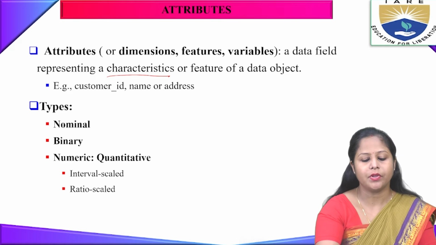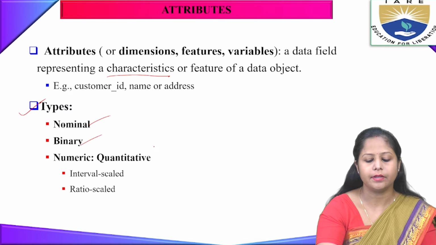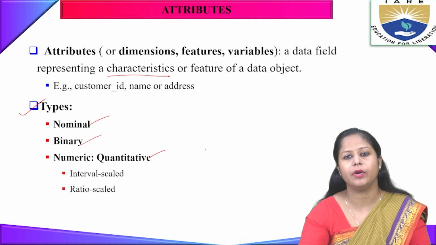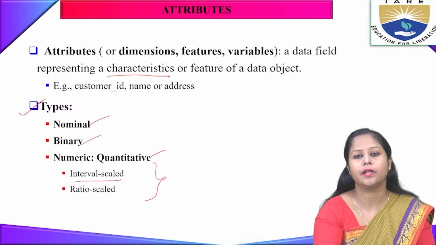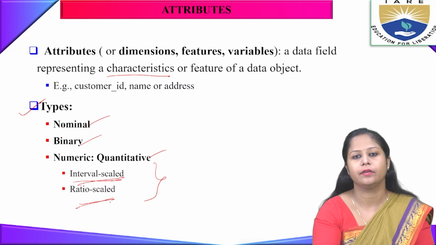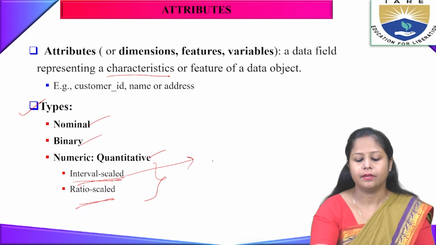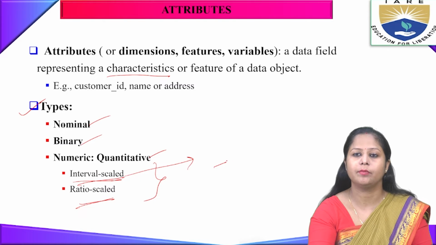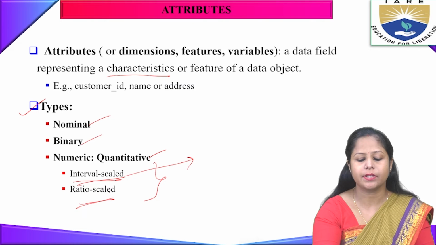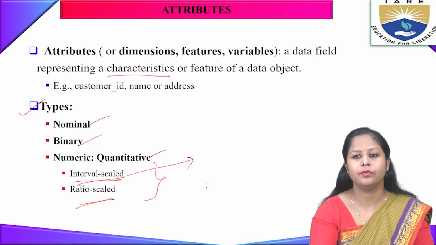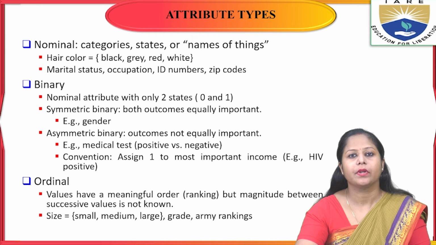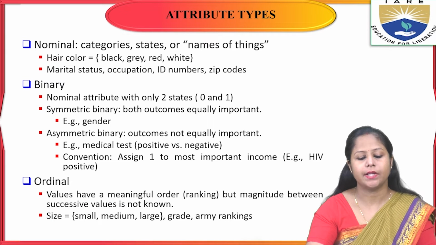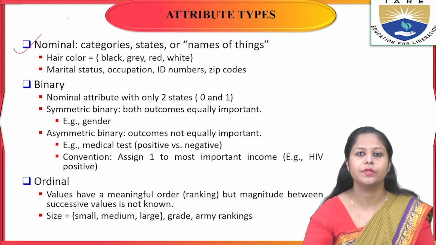There are some types of attributes: nominal, binary, ordinal and numeric, which is also quantitative. Quantitative attributes are of two types, interval scale and ratio scale. In interval scale, the data has regular intervals, and for ratio scale, there is a ratio for the data that exists. Attribute types: in detail, we will check the different attributes.